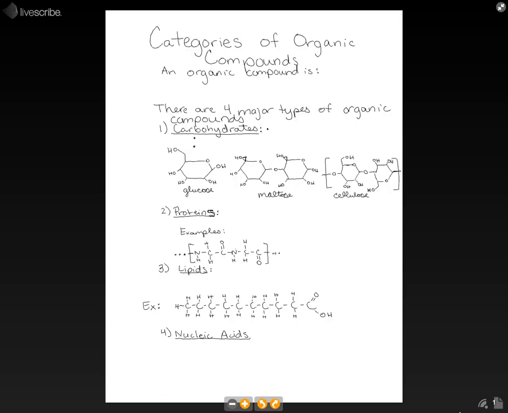Categories of organic compounds. An organic compound is a covalently bonded compound that contains carbon, excluding carbonates and oxides.